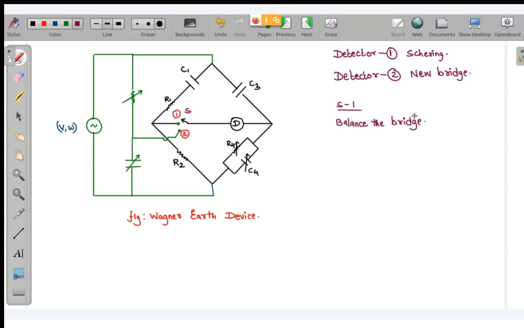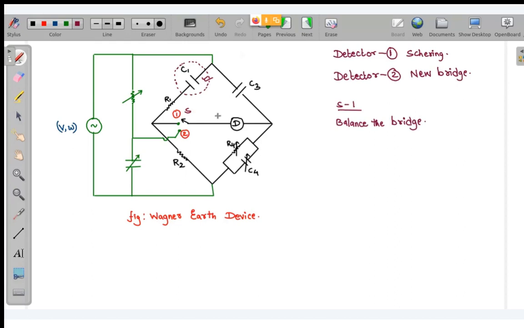So already the bridge has been balanced. Now, what are we measuring over here? We are measuring this C1. So we have to nullify the effect of stray capacitance on this C1. Understood? Is it clear what we are trying to do at this point? Obviously, at this point of time, C1 has the effect of stray capacitance.